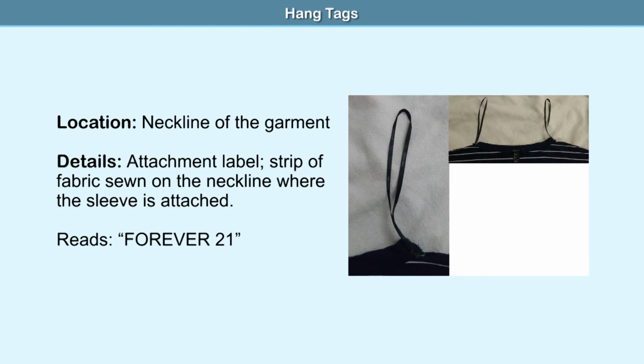The location of this hang tag is the neckline of the garment. The details include an attachment label, a strip of fabric sewn on the neckline where the sleeve is attached. The label indicates Forever 21.